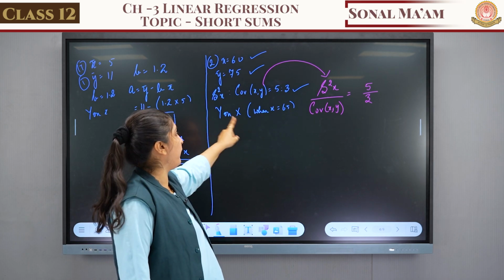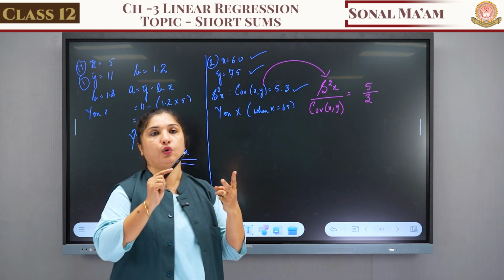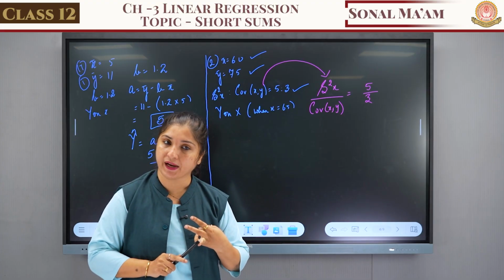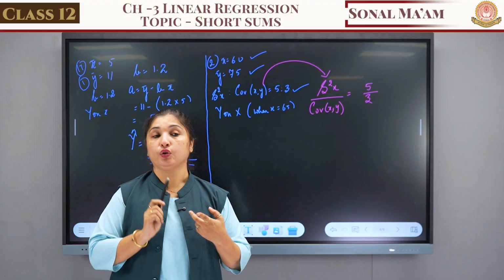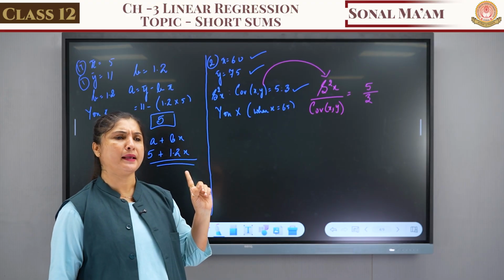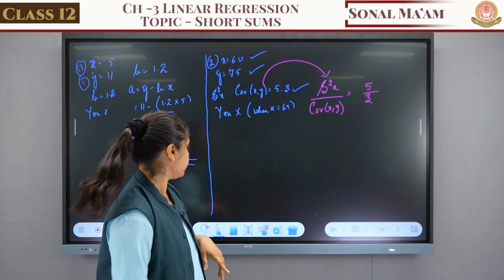Yes, you have to find y on x, means you have to find b, you have to find a, and you have to find y cap, right? 3 things have to be found out. First of all, we have to find b. So you have to find b, and the very basic formula of b is what?